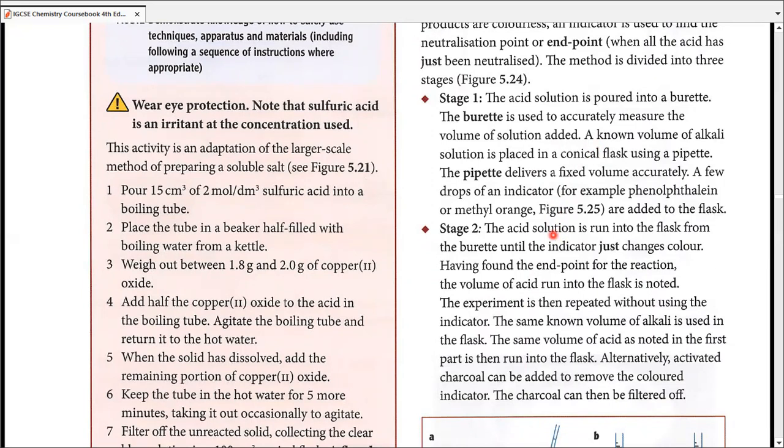So a few drops of indicator, for example, phenolphthalein or methyl orange can be added to the flask. Remember, phenolphthalein is at a disadvantage. It shows us a pink color in the alkaline system, but for neutral and acidic, for both of them, it shows us colorless. However, methyl orange can be a much better option. Why? Because methyl orange can give us three different colors: red in acidic, orange in neutral, and yellow in alkaline system. Okay. So moving on, stage two.